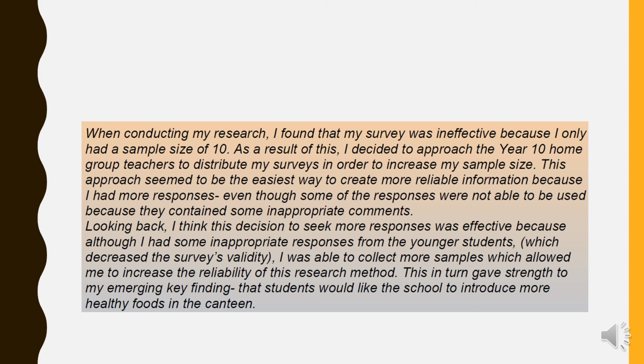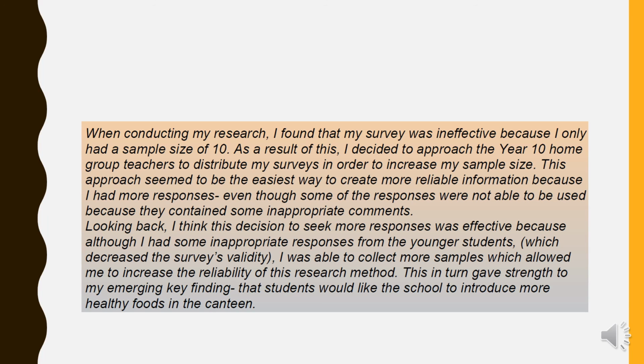So here's a really nice example. We open it with the survey is ineffective. Okay, and why is it ineffective? Only at a sample size of 10. Okay, not very good. That's annoying. So what is the decision they make? There it is. They approached the Year 10 home group teachers to distribute it. Okay, why did they do this? To increase the sample size. So they decided to do this as well. They go into some detail here, which is nice. It seemed to be the easiest way to create more reliable information because they had more responses.